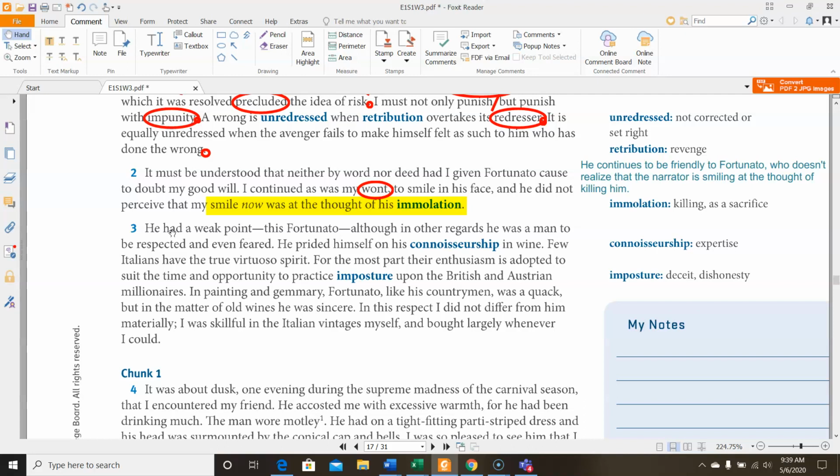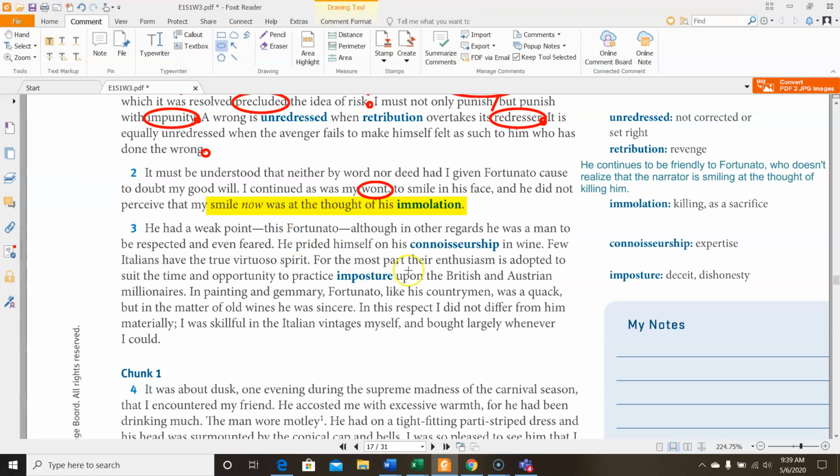He prided himself on his connoisseurship in wine. Few Italians have the true virtuoso spirit. For the most part, their enthusiasm was adopted to suit the time and opportunity to practice imposture upon the British and Austrian millionaires. In painting and gemmery, Fortunato, like his countrymen, was a quack. But in the matter of old wines, he was sincere. In this respect, I did not differ from him materially. I was skillful in the Italian vintages myself, and bought largely whenever I could.